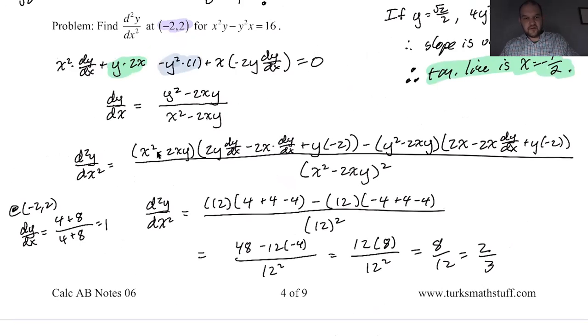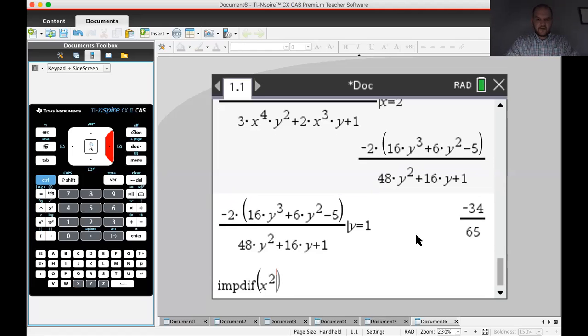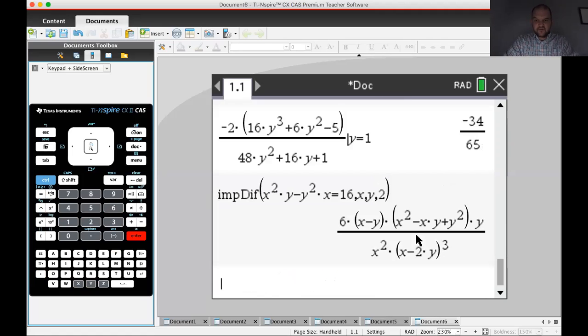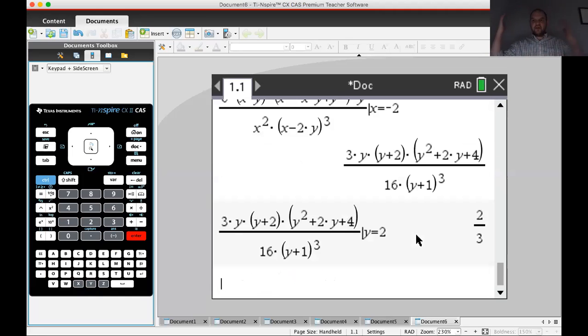This is probably a long video. I apologize. I was too ambitious. I was just like, oh, we're killing it. All right, so let's do implicit differentiation of x squared y minus y squared x equals 16. I don't even remember that being the problem. I hope this went well. And then I'm going to put a 2 because I want the second derivative, such that x equals -2 and y equals +2. 2/3, unbelievable. We got it.